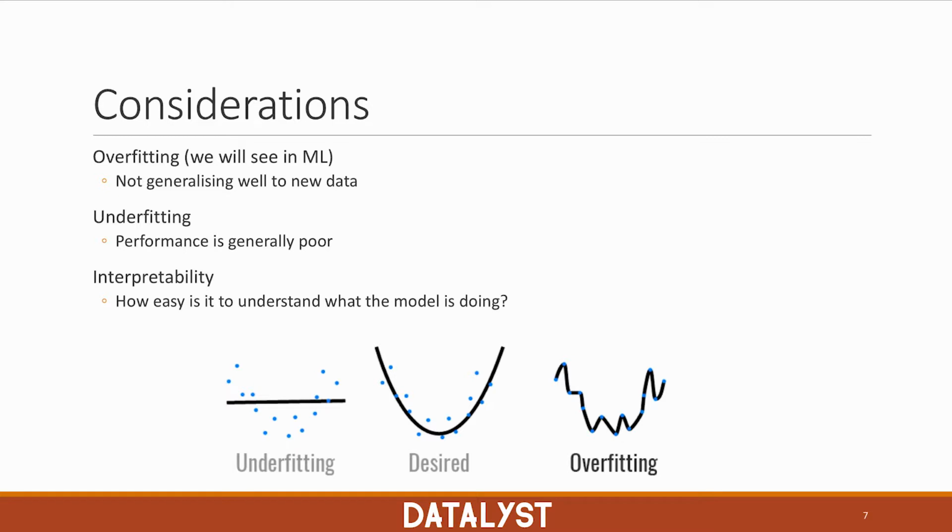So some things we need to care about when we build our models. In machine learning, something we care about is overfitting. That is, our model not generalizing well to new data. Another concern, which is a concern for both machine learning and statistical models, is underfitting. This means that our model is not really suited for the problem task, so it's not really performing well. And another thing that we care about is interpretability. That is, how easy is it to understand what the model is doing?